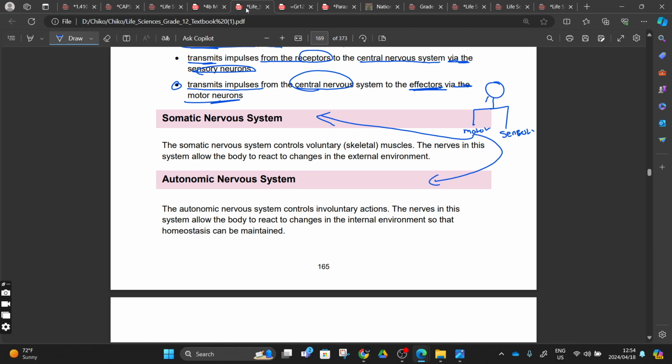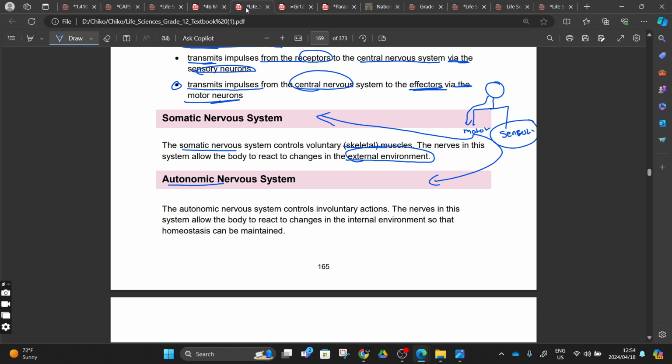In our book, they only concentrate on this line, not on the other line. So they will say the peripheral is divided into two, somatic and autonomic. Beware of that. The somatic nervous system controls voluntary or skeletal muscles. We talked about this. The nerves in this system allow the body to react to changes in the external environment.